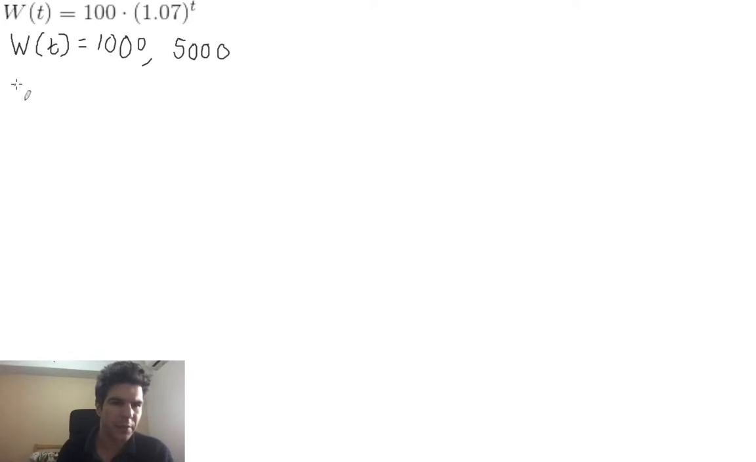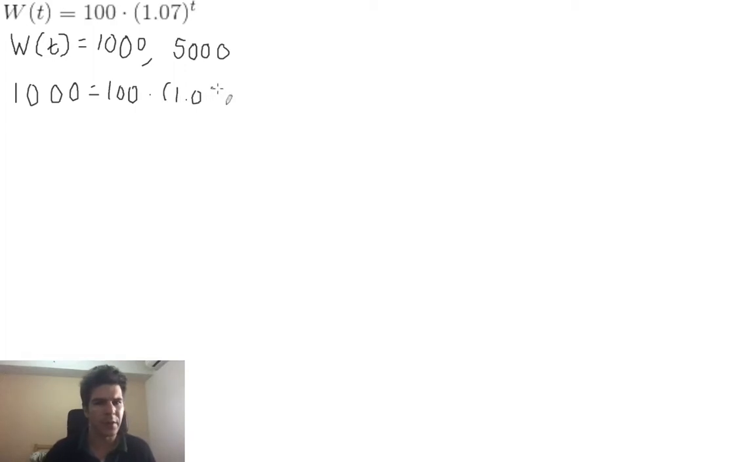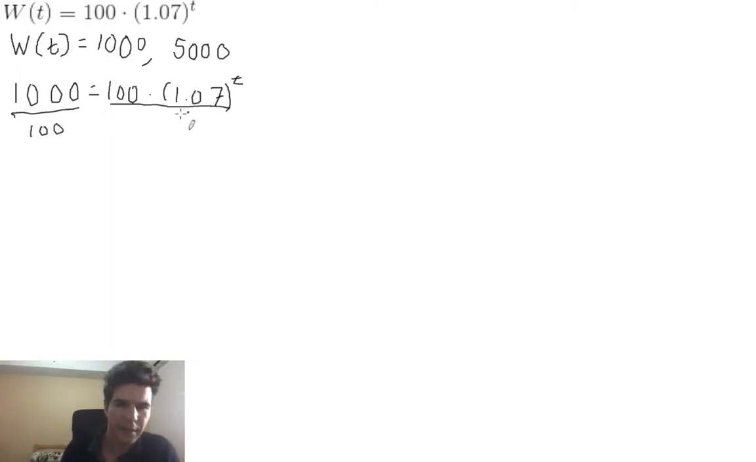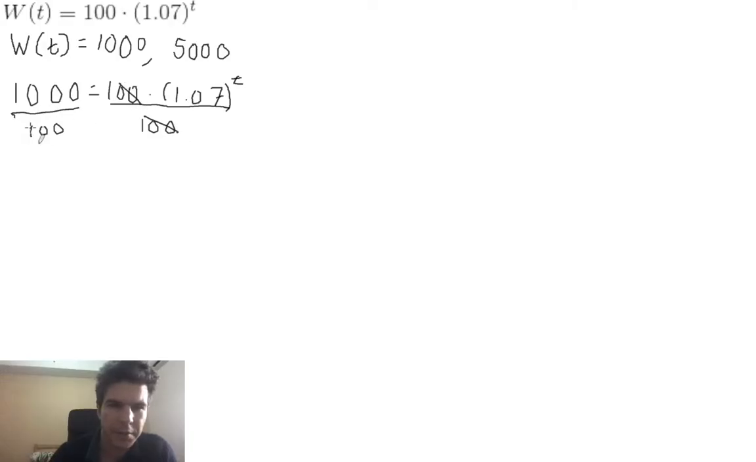So what we're going to do first is just put in our value of 1,000 into that equation. 1,000 equals 100 times 1.07 to the power of t. First, let's just simplify it. We can divide by 100. Luckily, I picked these easy numbers, so I didn't have to deal with anything complicated. Dividing both sides by 100, we can get rid of a bunch of zeros, and we get 10 equals 1.07 to the power of t.